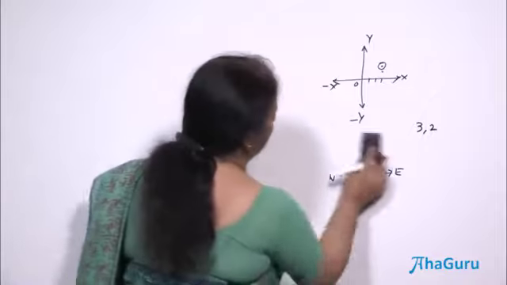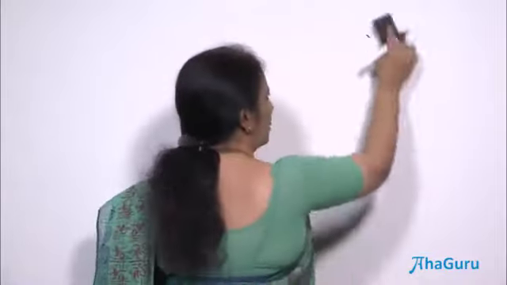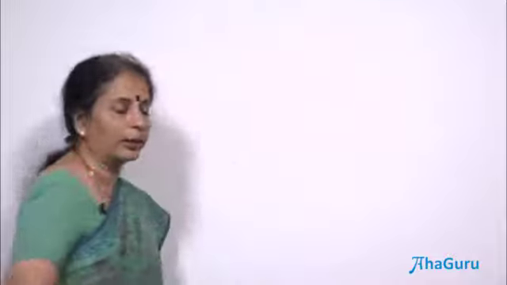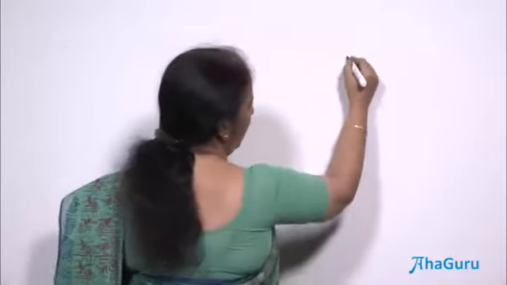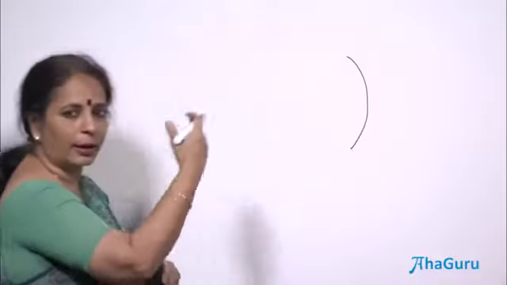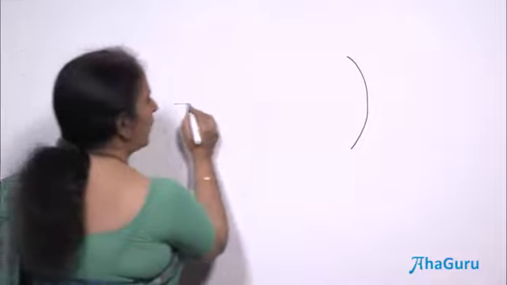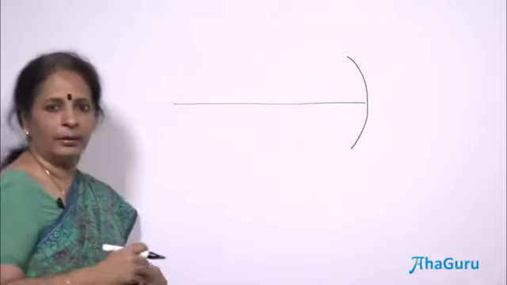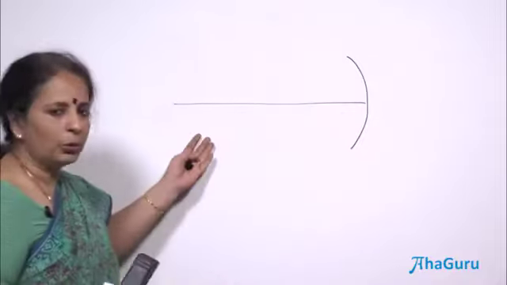Similarly, for mirrors, and of course as well as for lens also, which we will do later, there is something called a sign convention. You might have seen that all this while I have been drawing a mirror on the right side and keeping an object on the left side. Do you think it is necessary that I should do like that?